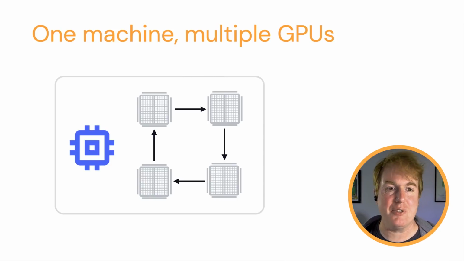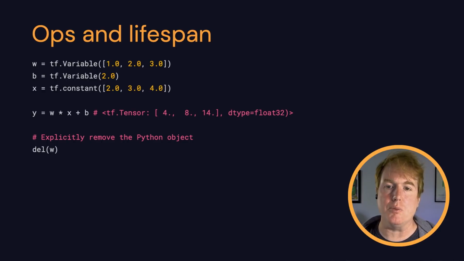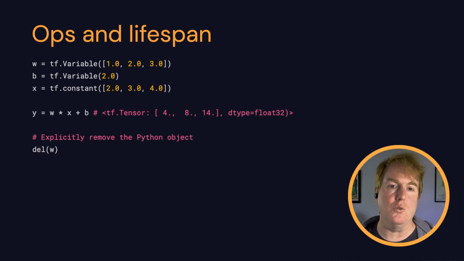So let's get back to variables. Just like tensors, you can do math with variables, and you can mix and match tensors and variables. The output of this combination of variables and tensors is a tensor. So x is the input data to y equals wx plus b.